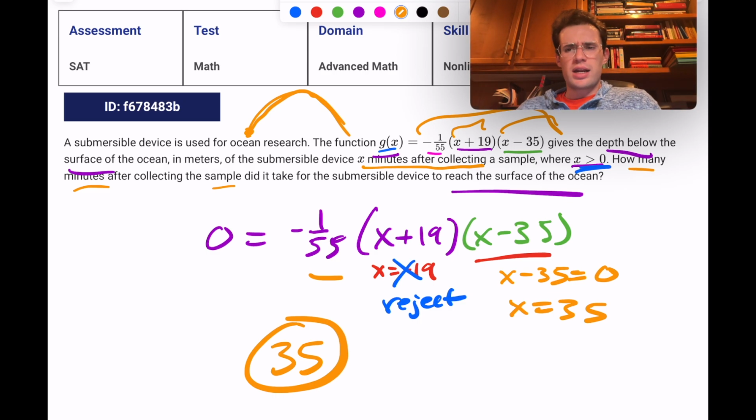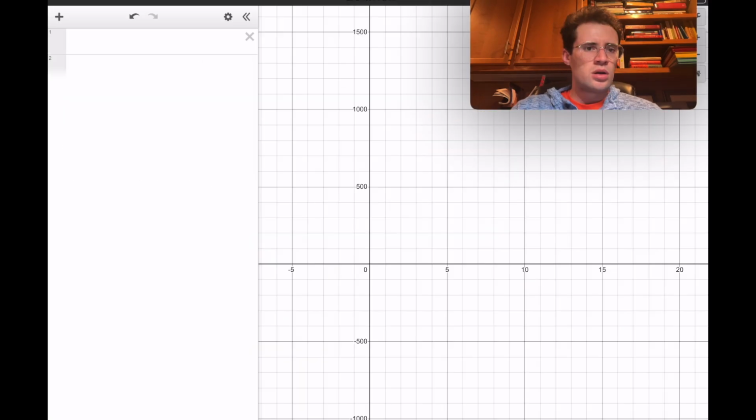And I'll show you how to just type this into Desmos. You just type it in exactly as it is. Make sure that you type it in correctly and put the parentheses in the right spot, and you could get the same answer.